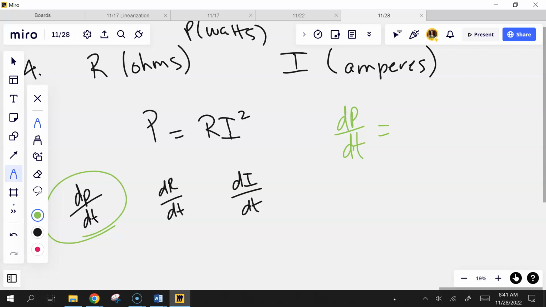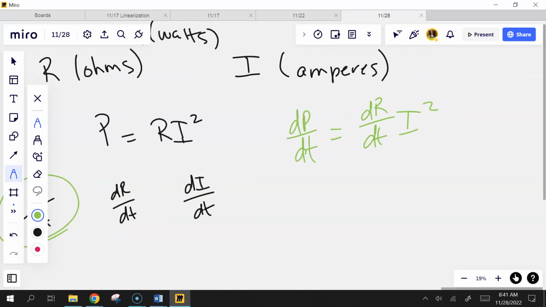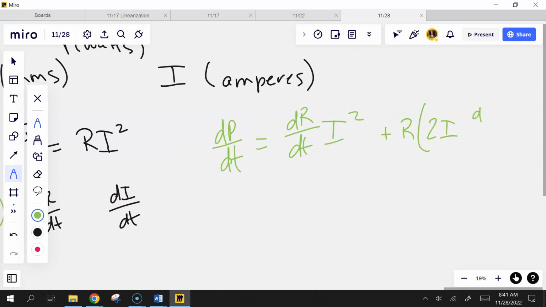Y'all got it? Yes. Derivative of the first times the second plus the first times the derivative of the second, 2I dI/dt. And you can stop right there. You don't have to go any further. Just dipping the edge of our toes into the pool of related rates right now.